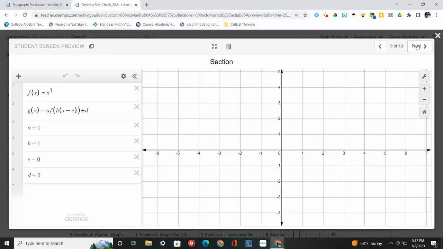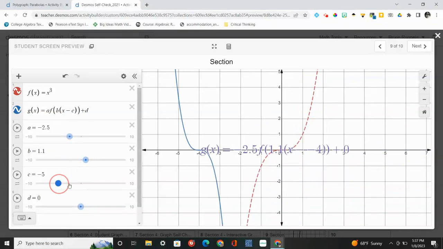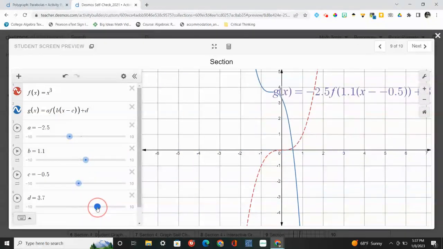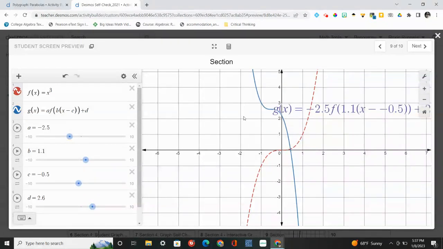And so, for example, one of my favorites is using the sliders for transformations of functions. Here we have a cubic function, and they can change that a, b, c, and d value. There we go. And you can embed questions or have a companion worksheet that asks students to make and test predictions about what those a, b, c, and d values mean.